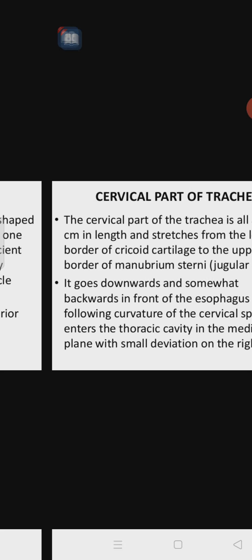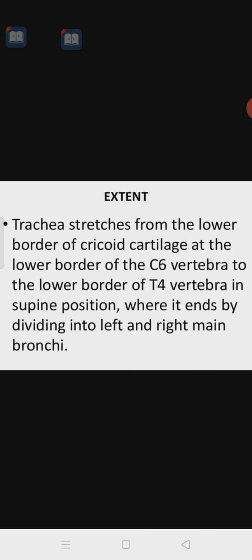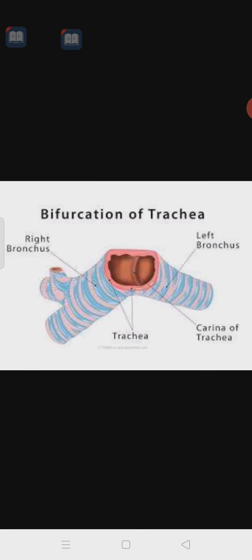So up to this, we covered the tracheal functions, the tracheal parts and the structure of the trachea. Functions means, of course, the air passage occurs through the trachea, and the layer of mucosa helps in the prevention of bacteria and viruses entering through the trachea. That is the main function of the trachea.